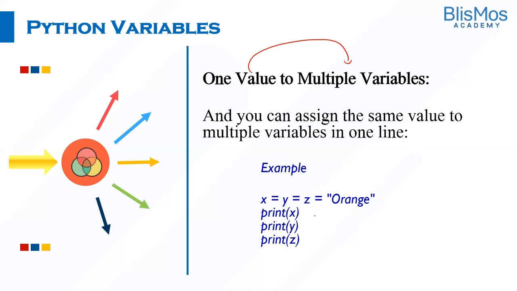And also, we can have one value to multiple variables. We assigned orange, banana, and cherry to different variables in the previous case. Here what we are doing is we assign orange to all the variables, just the opposite of the scenario we discussed earlier.